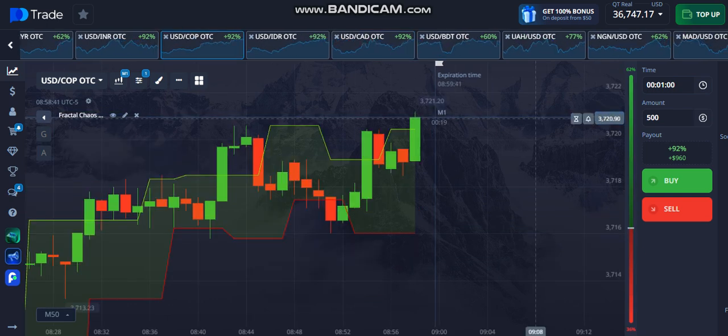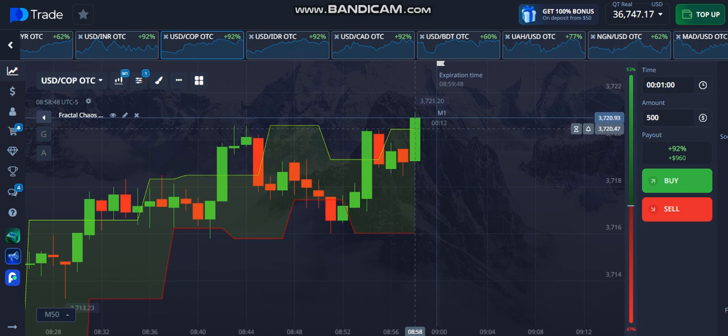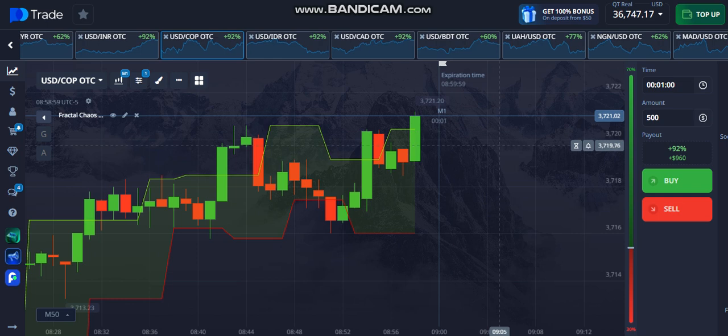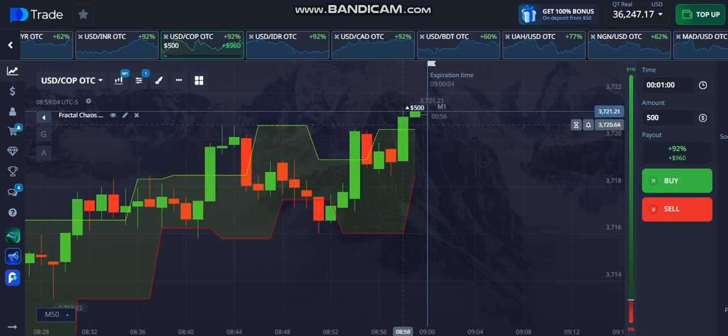Okay, so I'm on the USD COP OTC pair, and I have this candle. I'm waiting for it to close outside the upper band line here. And as soon as the candle closes outside the band, above the band here, I'm going to take a buy trade. So, okay, I went ahead and took a buy trade here.